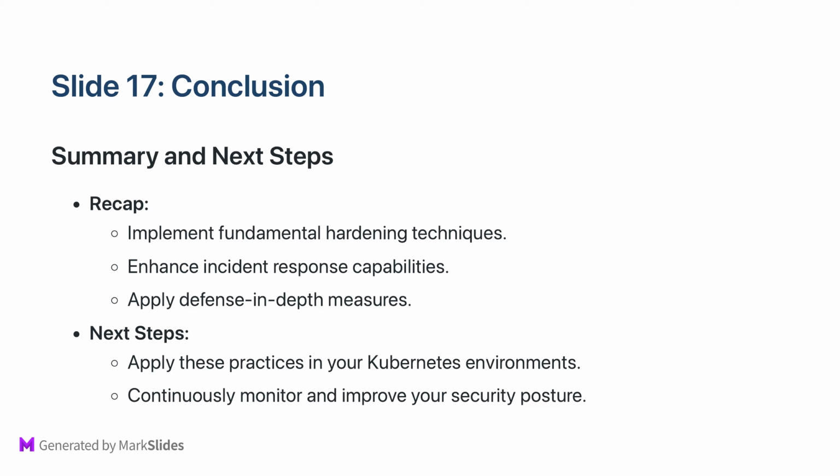2. Continuously monitor and improve your security posture. Security is an ongoing process. Regularly review your practices, stay updated with the latest security developments, and make improvements where necessary. By following these guidelines, you're well on your way to maintaining a robust and secure Kubernetes environment.